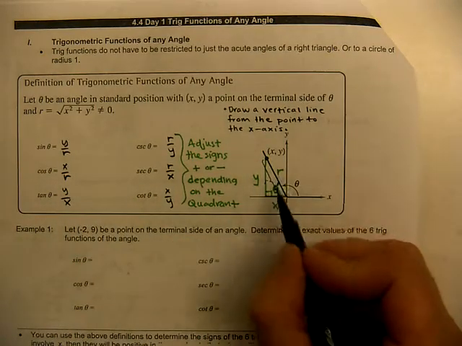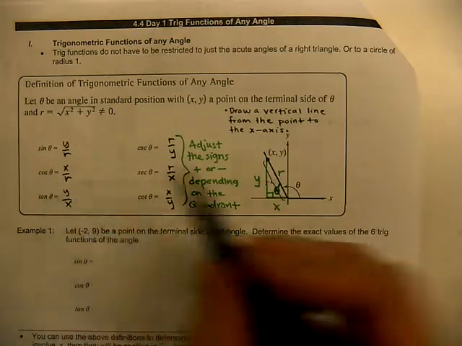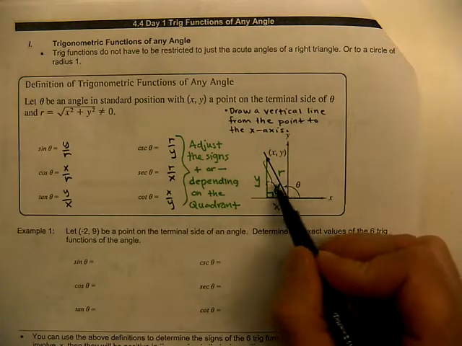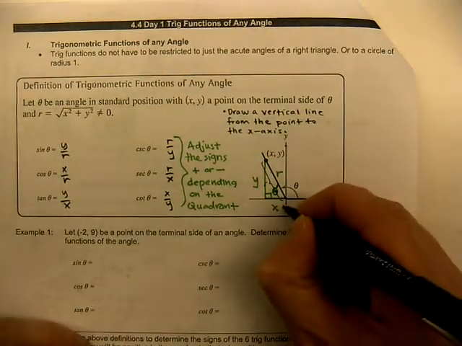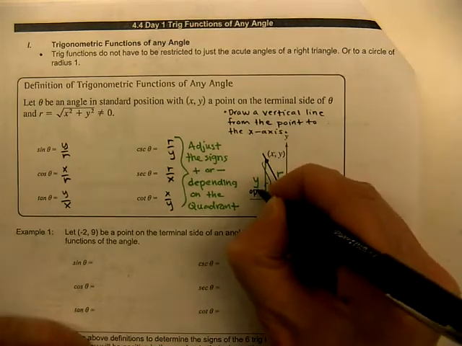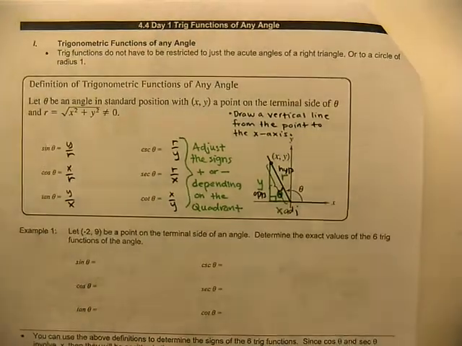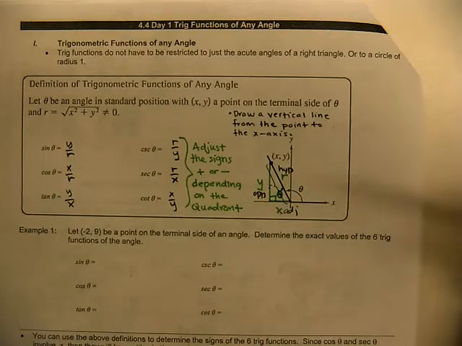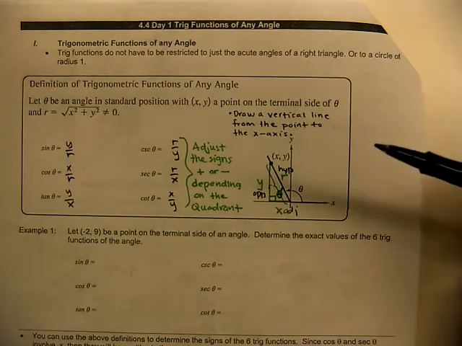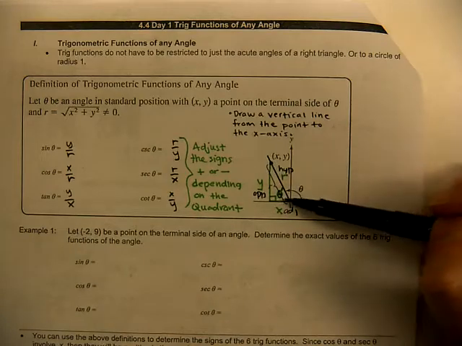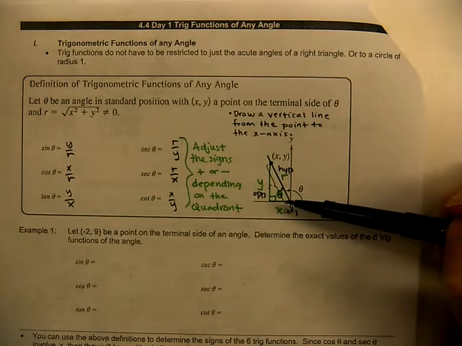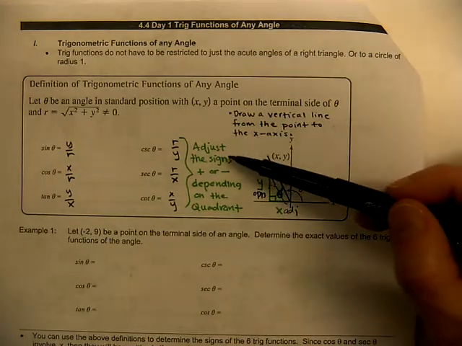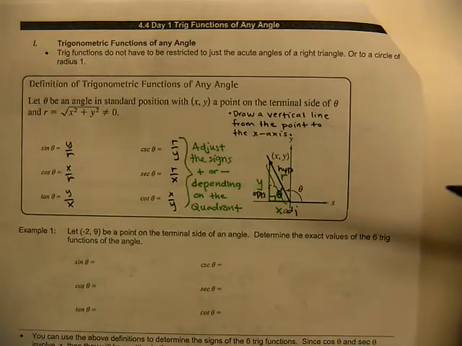Cosine is adjacent over hypotenuse, x over r. And then the tangent ratio is opposite over adjacent, y over x. So we're using this theta prime as our reference angle, which means this is our adjacent leg, here's our opposite leg, and there's our hypotenuse. All of this is pretty standard. We've seen the ratios before. We've dealt with right triangles before. The only difference now is that because we're in other quadrants, we may have sides of the triangle that could be negative depending on what quadrant we're in. So that's this note you see here. We'll have to adjust the signs to positive or negative depending on that quadrant.